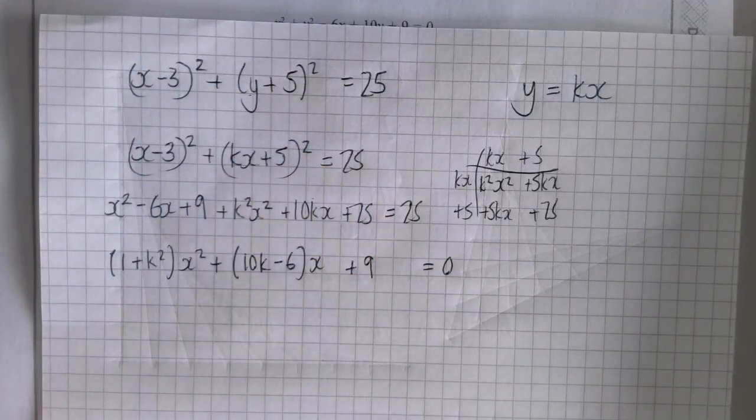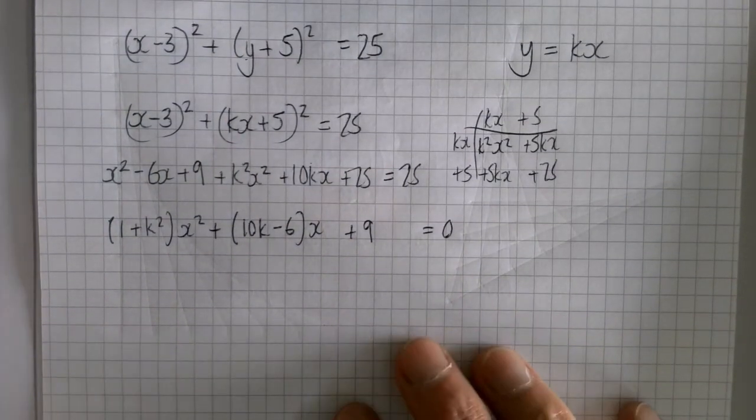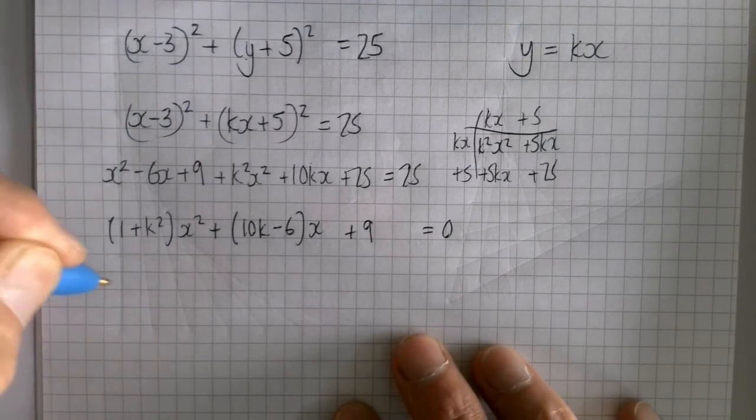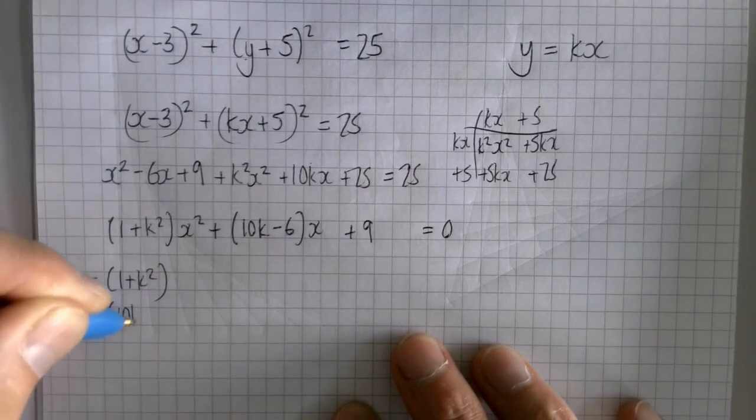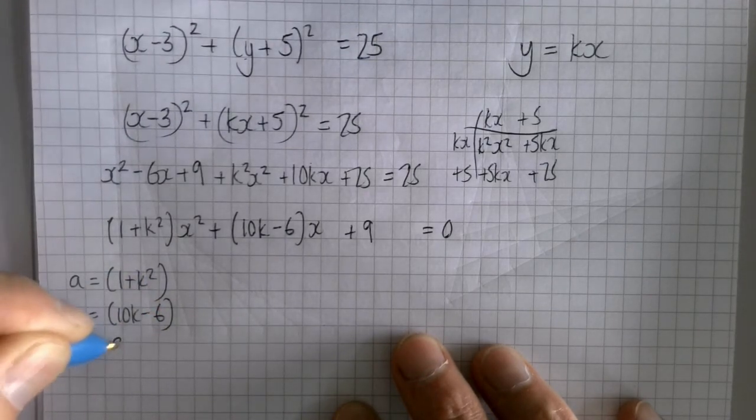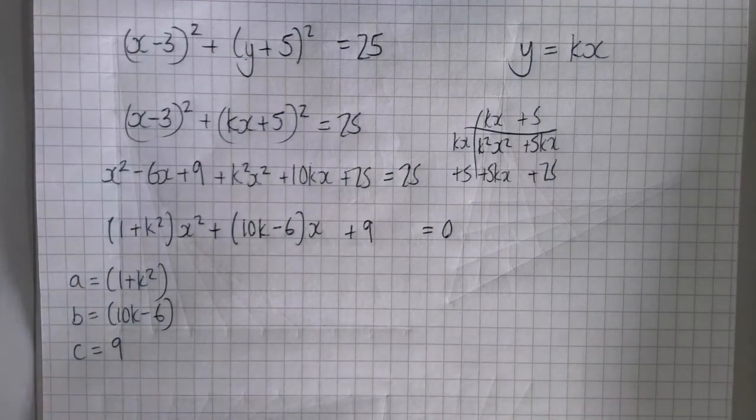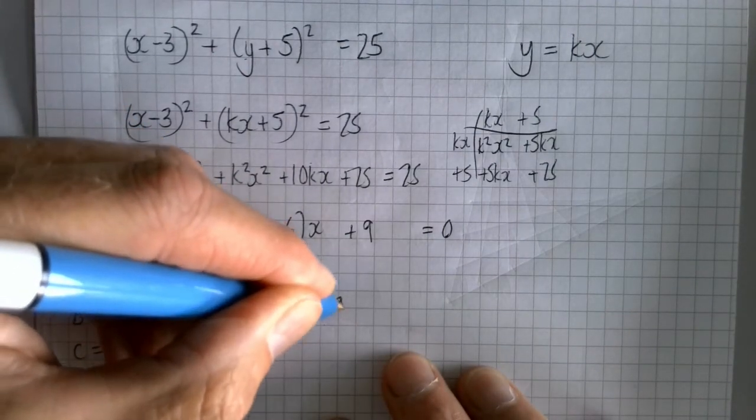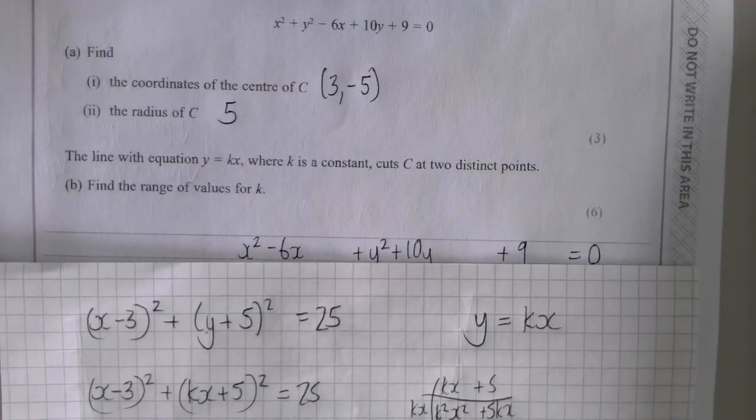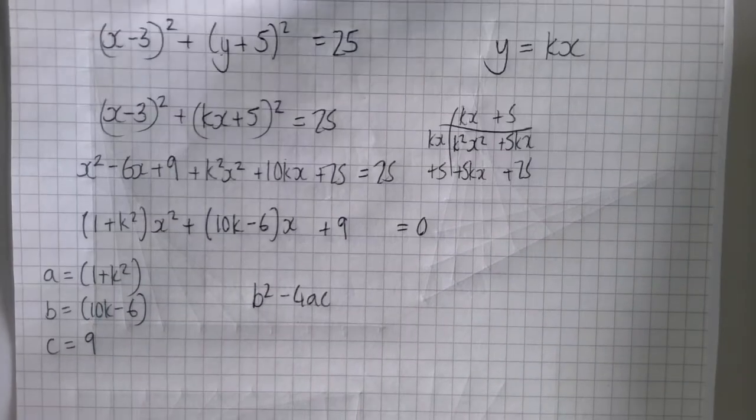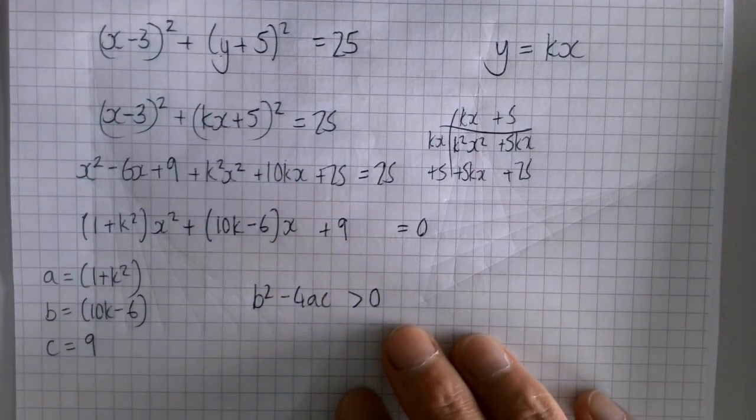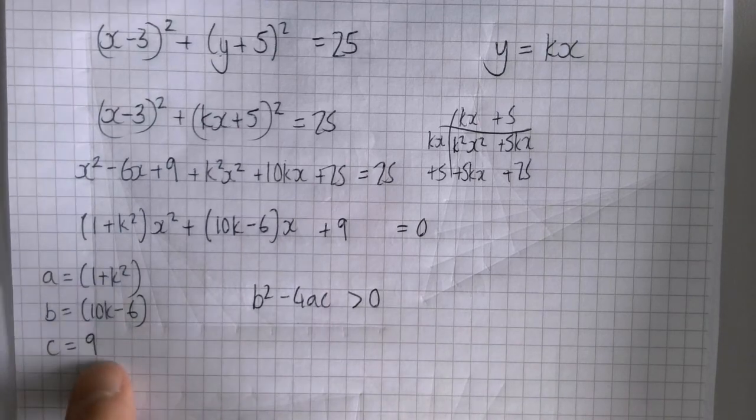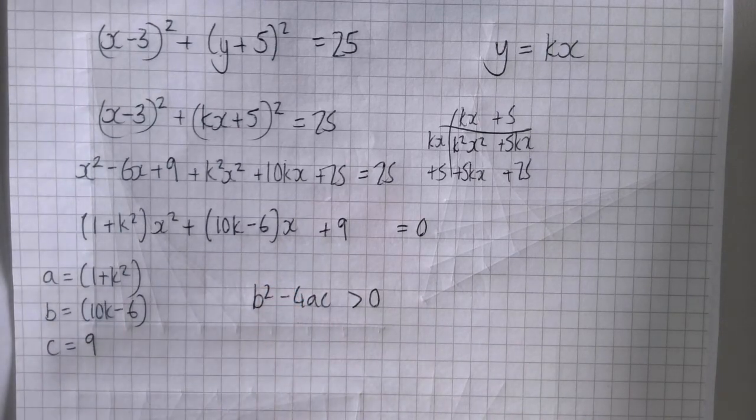Now, this is a discriminant question, so we know that a is the number of x squareds, b is the number of x's, and c is the constant term. And the discriminant, b squared minus 4ac, remember we're told we've got two solutions, two distinct points. So I know that for two solutions this is going to be greater than 0. So I'm going to substitute this into this and see what I get. You pause and have a go at that as well.